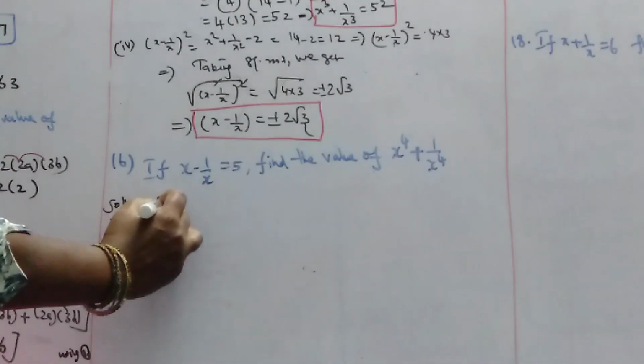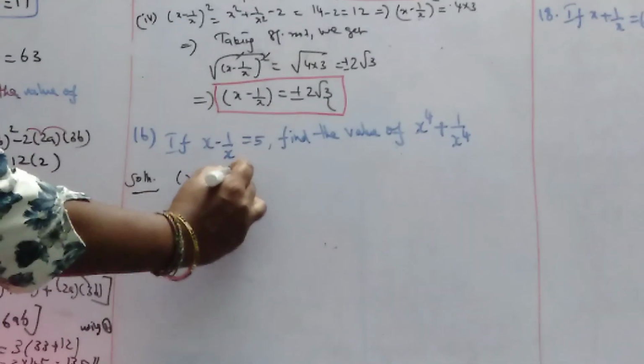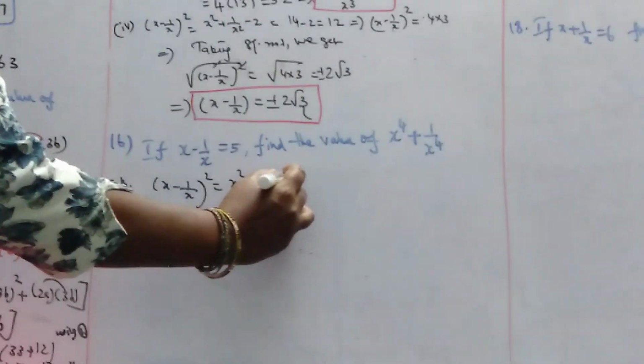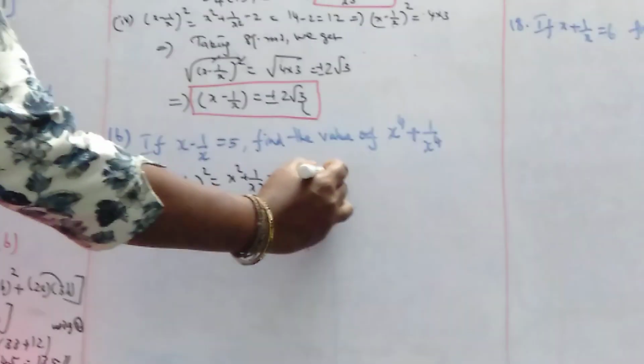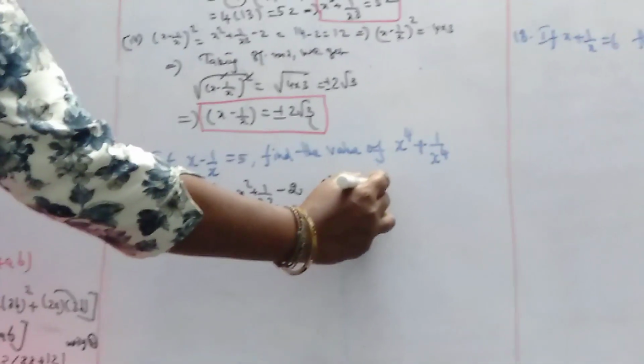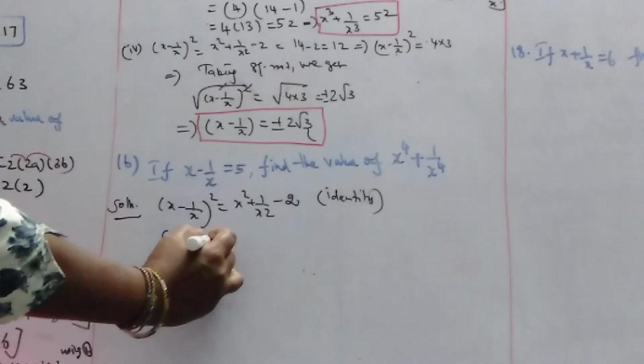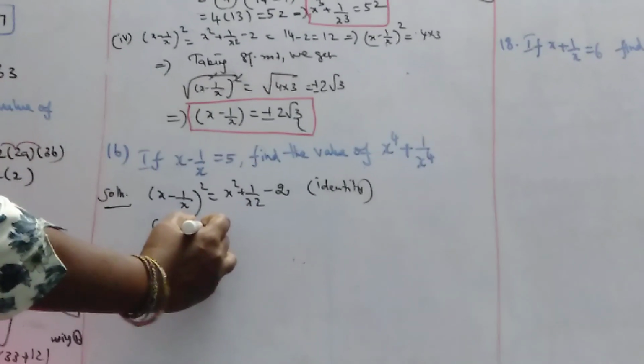So we are going to use the identity (x minus 1 by x) the whole square, which is x square plus 1 by x square minus 2. You know this identity very well. Here x minus 1 by x is 5, so the square is 25. Then bring this minus 2 to the other side.